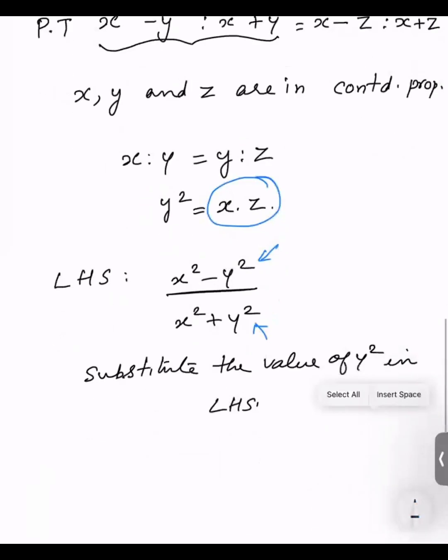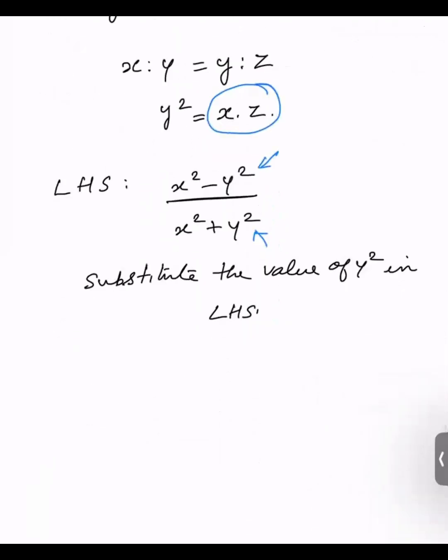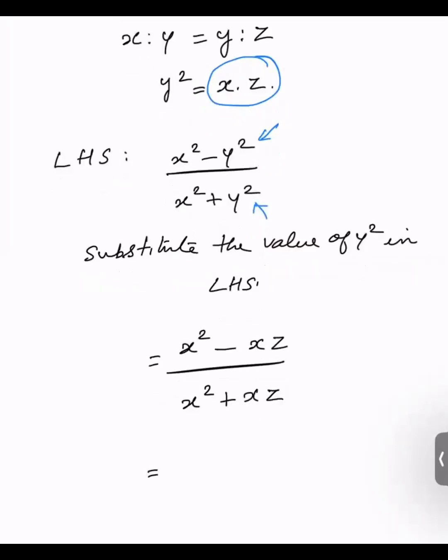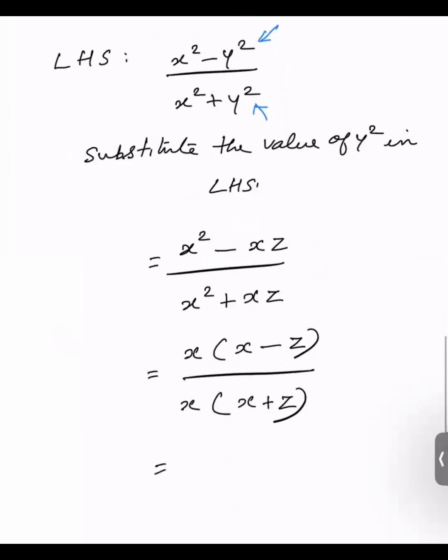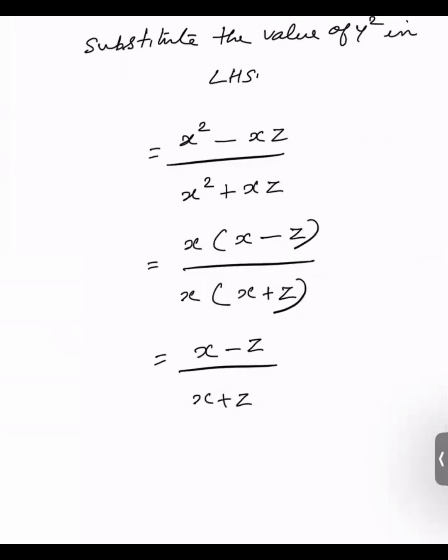So let's write that. Substitute the value of Y square in LHS means X square minus XZ divided by X square plus XZ. In the numerator, X is common. Take out X, I am left with X minus Z. In the denominator also, X is common. Take out X, I am left with X plus Z. Now, cancel out those X terms. The final thing what I'm getting is X minus Z is to X plus Z, which is what is asked in the RHS. So I can write this is equal to RHS. Hence proved.